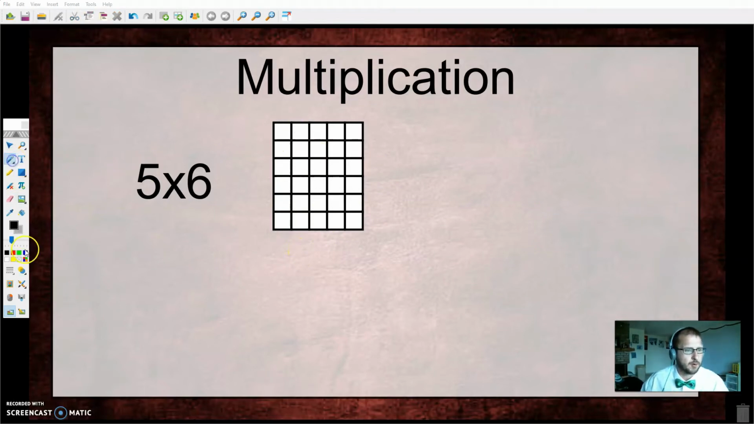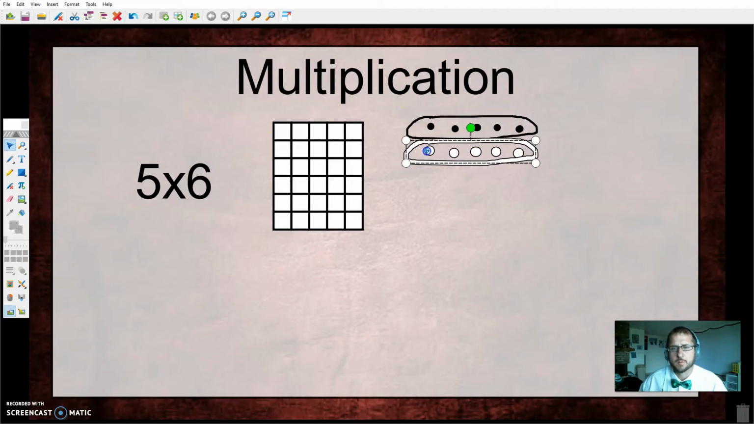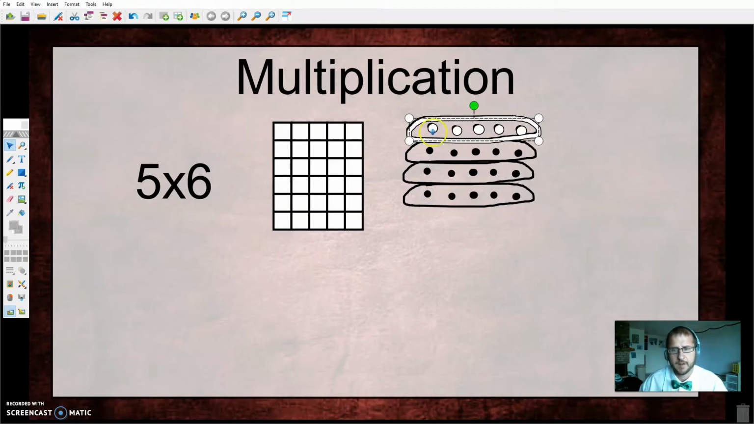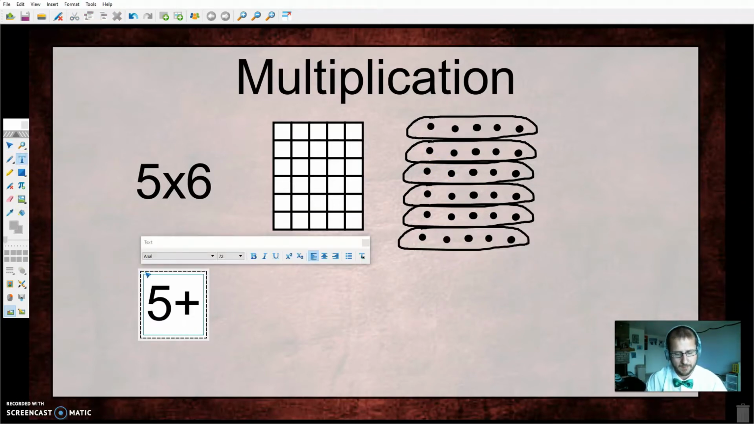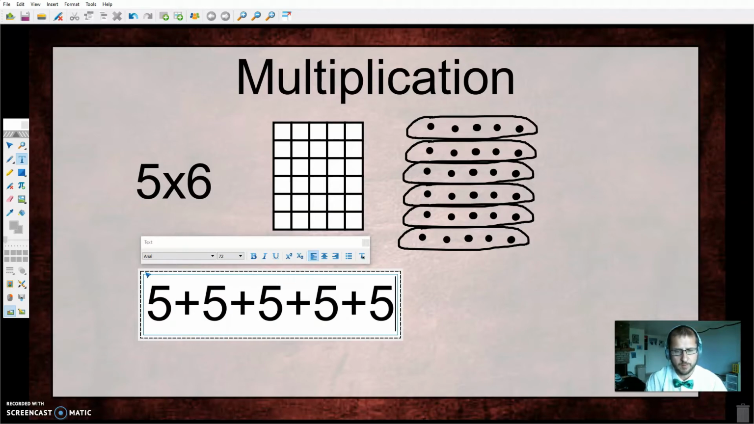If we think about that through our array, 1, 2, 3, 4, 5. Okay, now again, I can just think about that as a group. So there's one group of 5. There's 2 groups of 5, 3 groups of 5, 4 groups of 5, 5 groups of 5, and 6 groups of 5. Or again, we can think about it as our repeated addition. We have 1 5, 2 5s, 3 5s, 4 5s, 5 5s, and 6 5s. Okay? All of those are going to get us what our answer to 5 multiply 6 is.